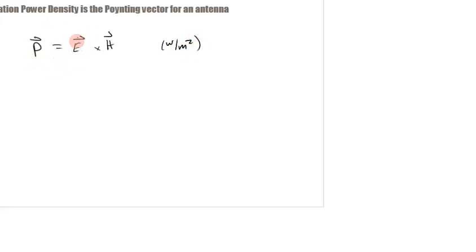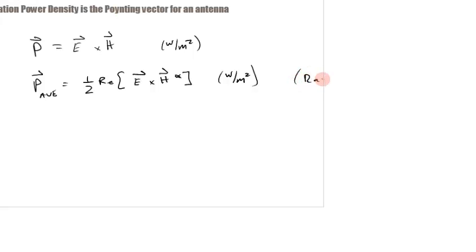Most commonly, we're not interested in the instantaneous Poynting vector. However, we're looking at the time average power density, or the time average Poynting vector. We indicate that as capital P average, and that's equal to 1/2 the real part of E cross H complex conjugate. That is still measured in watts per meter squared. So that's just the power contained in the plane wave. For an antenna, the result of the Poynting vector is often called radiation density or radiation power density. It's just the Poynting vector, though, with a different name for antennas.